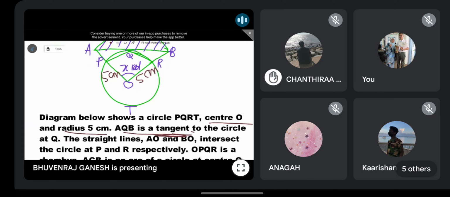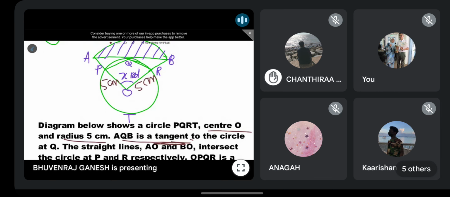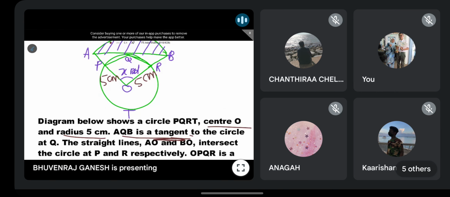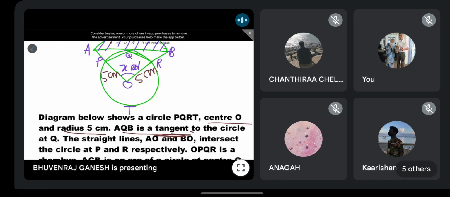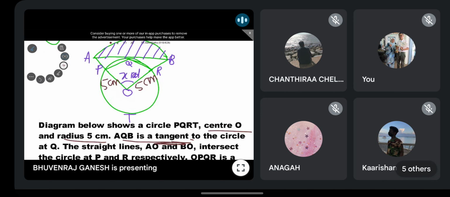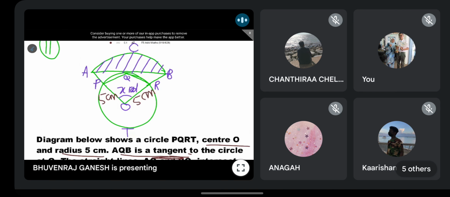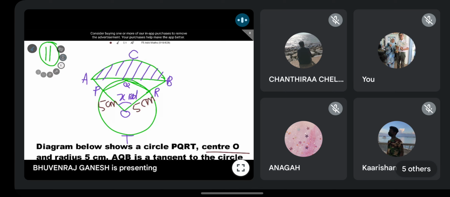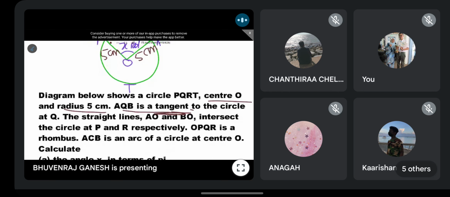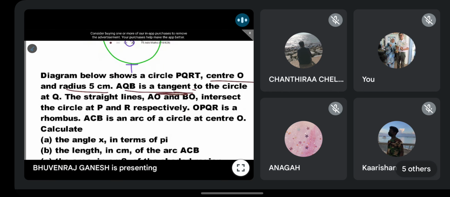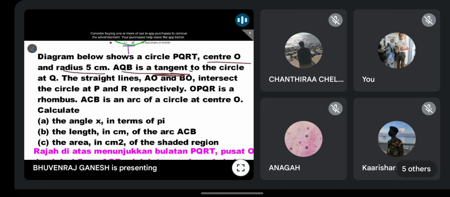Actually, in this case, no need to label, but you should know the tangent is 90 degrees. No need to label the tangent because we don't have a line. Let's say you have a line QO like this, then this one is 90 degrees, 90 darjah. But in this case, you don't need to draw that. You can just see directly from the question.